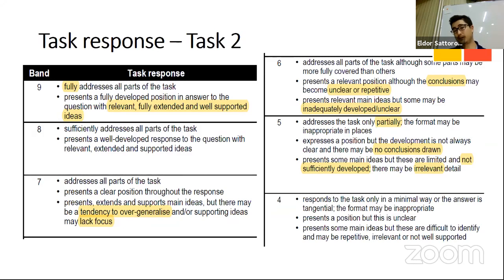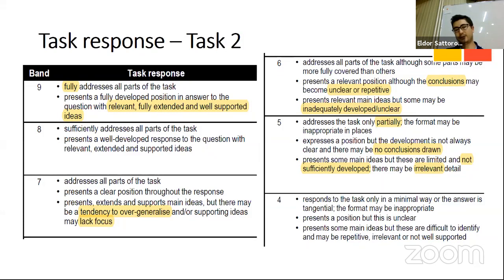And look at band 5: there's no conclusion drawn in Task 2. Sometimes you have written a conclusion, but it's very unclear. As an examiner, I don't understand what your position is here. So again, you lose marks for this. Or it says not sufficiently developed.